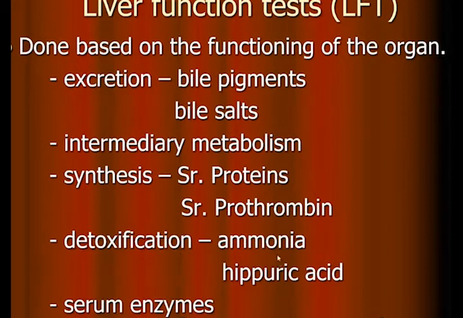Then detoxification of ammonia. Ammonia will be excreted from the body as urea. Ammonia and hippuric acid, both will be excreted from the body by detoxification. And they are producing a lot of enzymes, about which we will see what are all the enzymes that are produced by the liver, like ALT, AST, then acid phosphatase, alkaline phosphatase. All these are the enzymes that are being produced by the liver. So these will be the main functions of the liver.